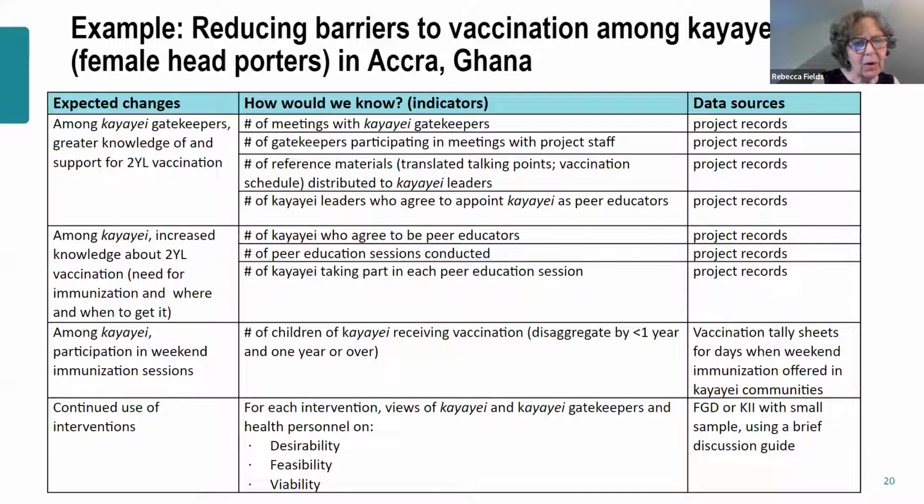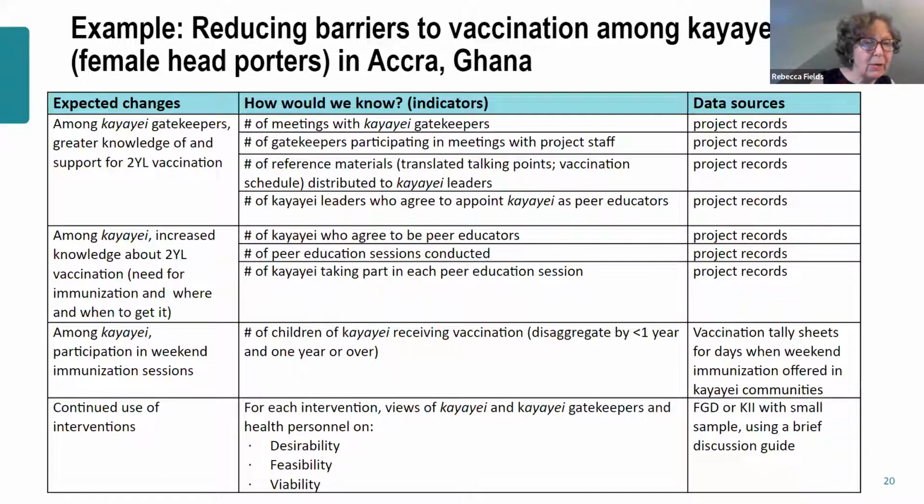Well, we kept records on the number of meetings with those Kayaye gatekeepers, and the numbers of those gatekeepers that participated in meetings with the project staff. So in other words, it's not enough just to say how many meetings were held, but did those gatekeepers actually participate in them? We also produced reference materials with talking points and the vaccination schedule. So we tracked how many of those reference materials were distributed, and how many of those gatekeepers had those materials. We also tracked the number of Kayaye leaders who agreed to appoint Kayaye as peer educators.